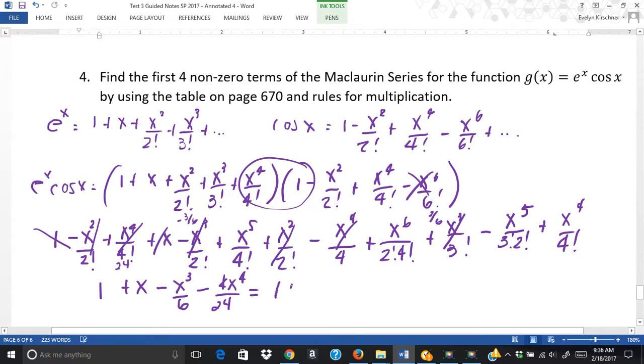So I can rewrite it as 1 plus x minus x cubed over 6 minus x to the 4th over 6. And those are my first 4 terms. So you have to be careful when you do this that you multiply out everything you need to multiply out.